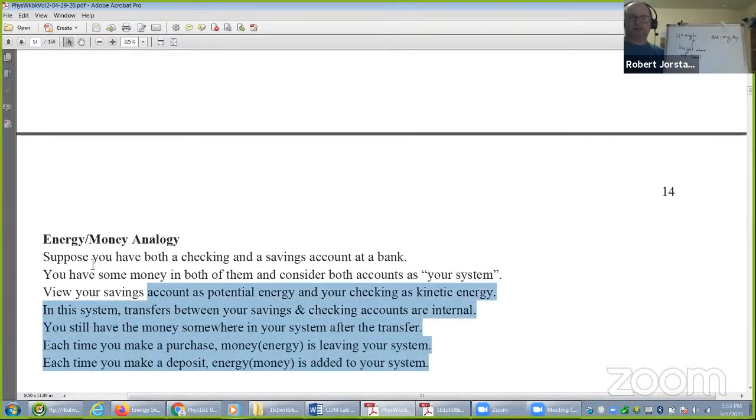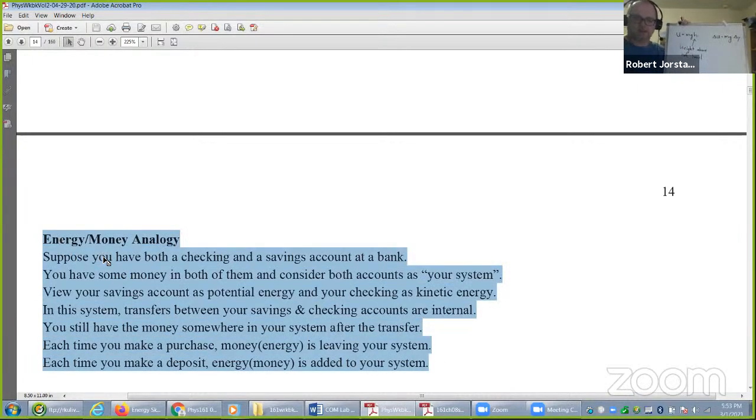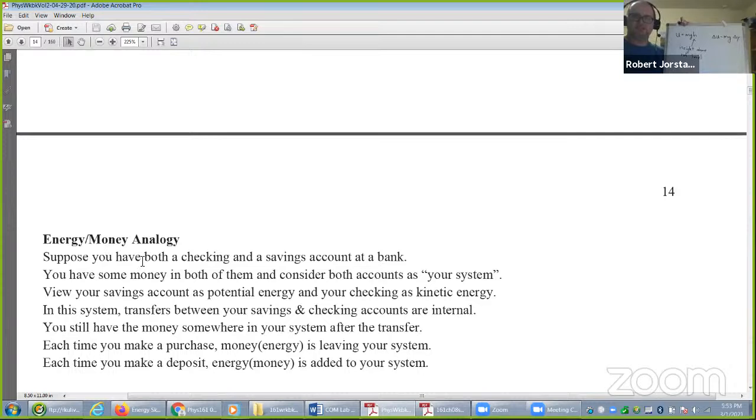I like to think about energy in terms of money a little bit sometimes. So let's go through this on page 14. Suppose you have a checking and a savings account at a bank. So two different accounts. You have some money in both of them. So those accounts could be your system, your financial system. We could view the savings account as potential energy and checking as kinetic, or vice versa. It doesn't really matter which.